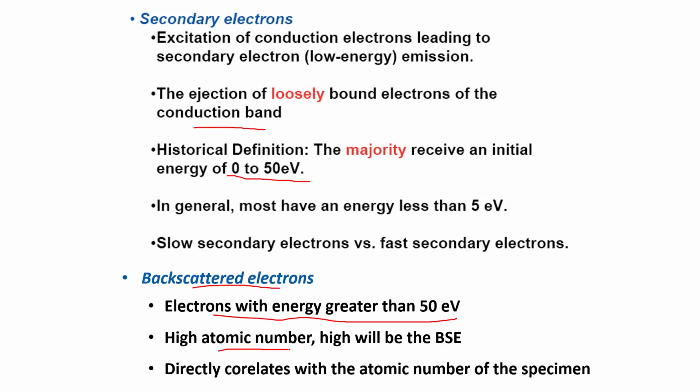So if I have an atom A which has a higher atomic number and an atom B which has a lower atomic number, the higher atomic number atom A will have more backscattered electrons. So the detector will detect more backscattered electrons. So when we see the image, should it seem more bright or less bright? Should it have a higher contrast or lower contrast?